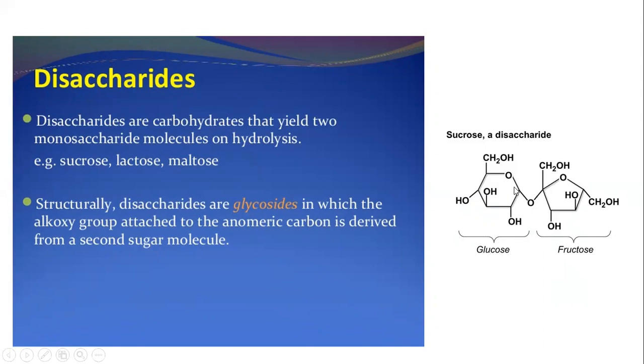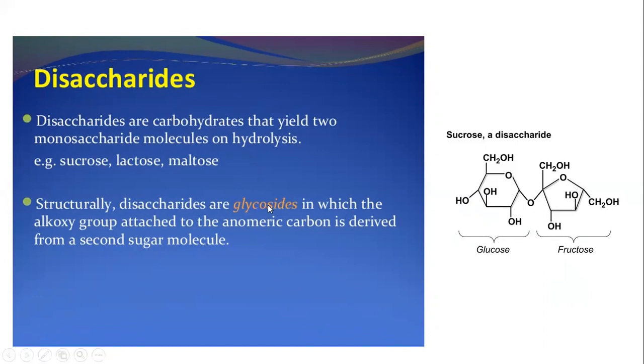Because the number one carbon is joined at the fourth carbon here, and this is numbered carbon 1, 2, 3, 4. This is known as the alpha 1,4 linkage, the alpha 1,4 glycosidic bond.